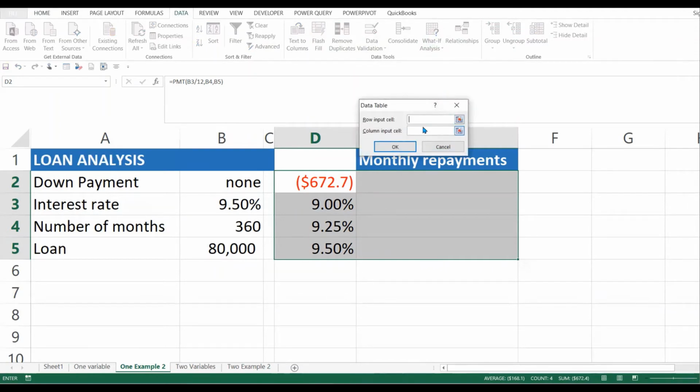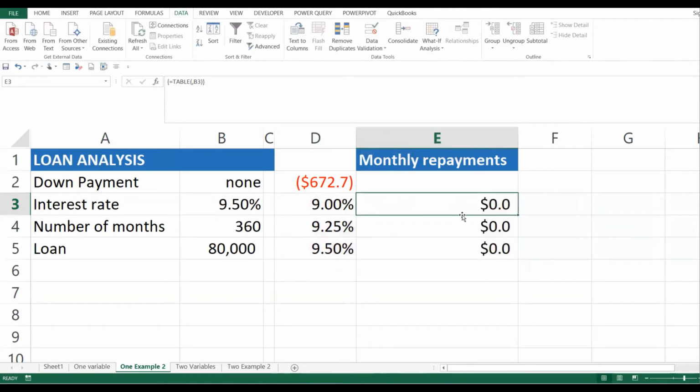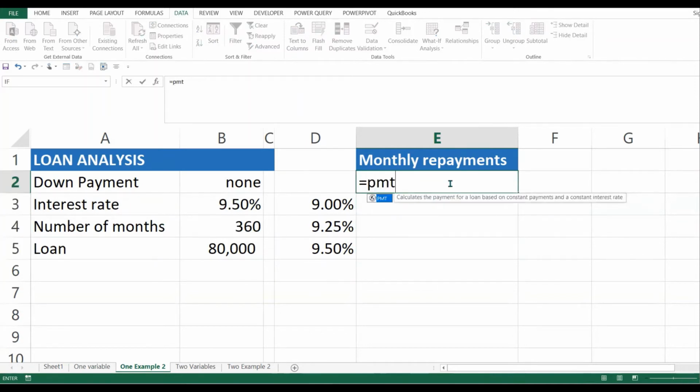Then my input, is it in a row or in a column? My inputs here are in column form. So I'll use this. Then I'll click on interest. These ones I'm keeping constant. So it returns 0. I think I made a mistake. What I should do is, my monthly repayments should be here.